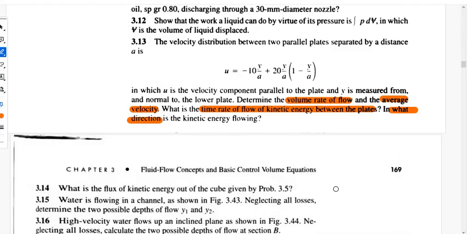Hello guys, in this session I want to solve another problem about fluid mechanics. Then let me first introduce the reference as usual.